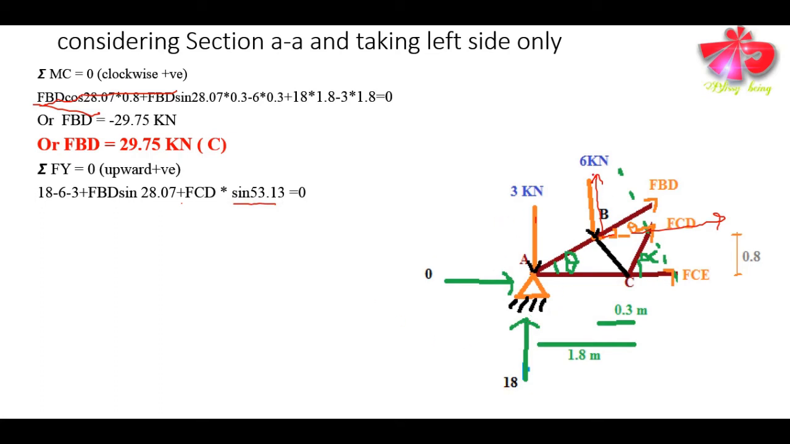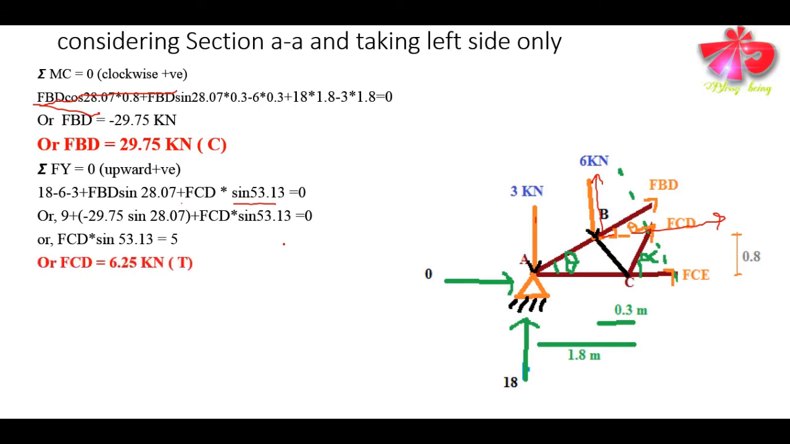This is the amount of vertical forces that is acting: 3 kilonewton, 18 kilonewton, 6 kilonewton acting downward, the component of FBD acting upward, and the component of FCD acting upward. If we solve this, then we can easily find the value of FCD as 6.25 kilonewton tension. Here one thing we need to be careful about while solving the question is that we have assumed all the members to be tensile, and here we have obtained the value of member force as minus 29.75 kilonewton. This is the value that we have obtained while assuming the member forces to be tensile.